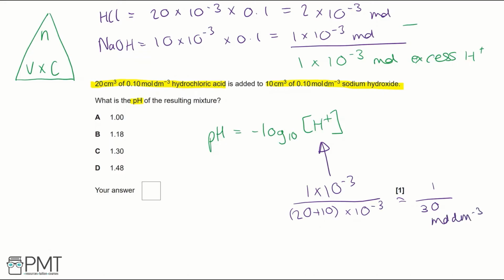So plugging this into the equation, we get pH is equal to minus log 10 of 1/30, which equals 1.48. So then if we try and match this to the options we're given for this question, this matches D, which is the answer for this question. And to get the mark for this question, you need to write D in the answer box provided.